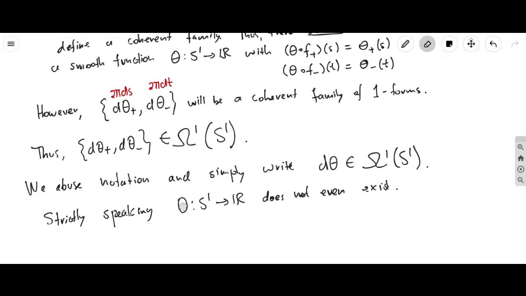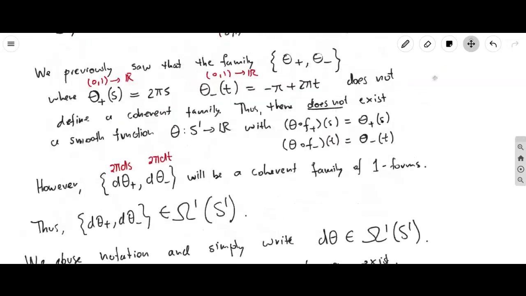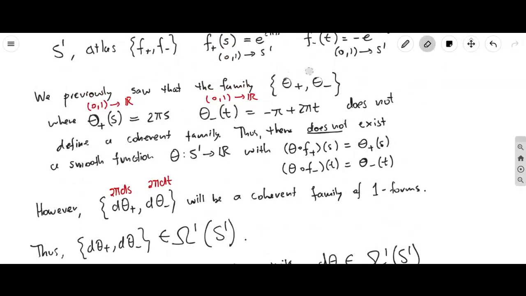Because when you write theta in the two coordinates, theta plus and theta minus, going back over here, this family is not coherent. So a globally defined function does not exist. However, something really interesting happens when you calculate the exterior differential of this one and of this one: you now get a family of one forms that are globally defined. Well, maybe I should not say globally defined, but it's coherent.